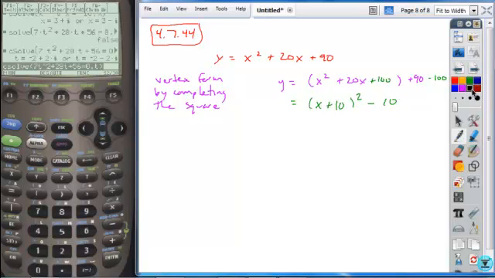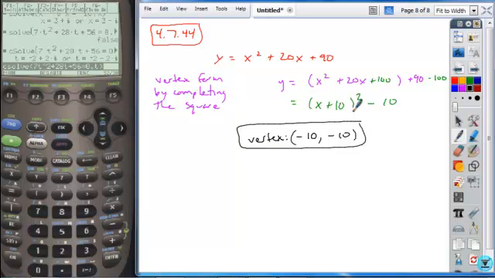vertex. The vertex then is going to be the value of x. It would give you a 0 in here, so negative 10. And then whatever your constant, or the value that's written on the outside, will be the y coordinate of your vertex. Okay, and so this allows you to find your answer.